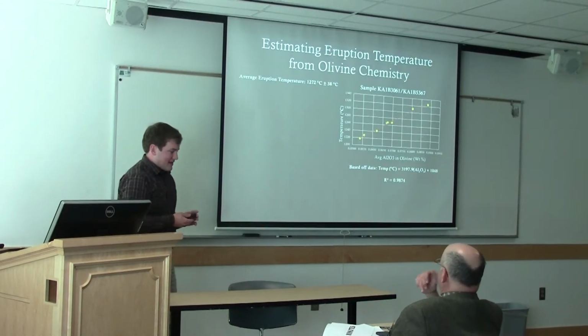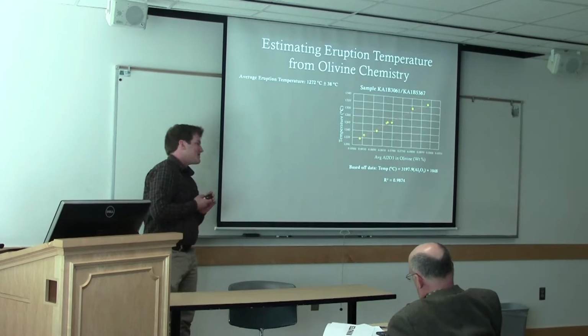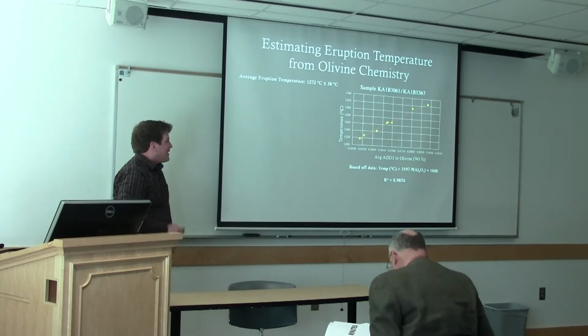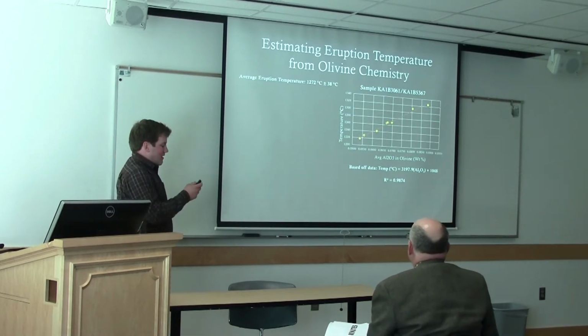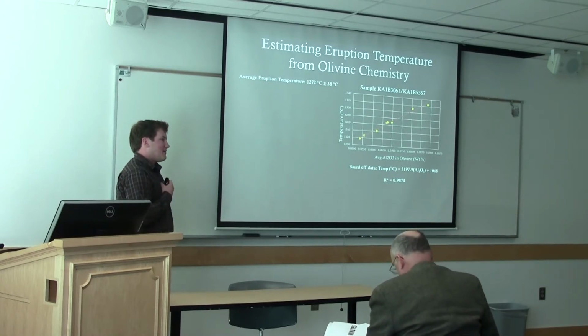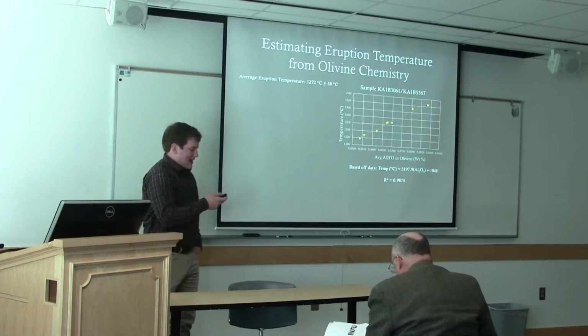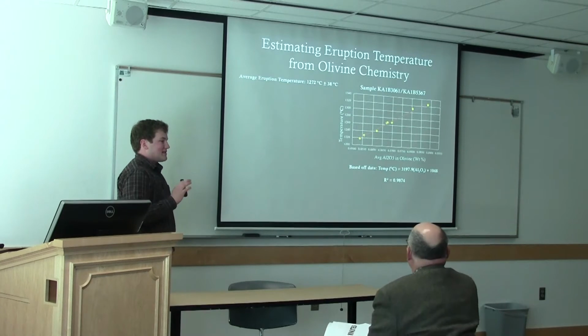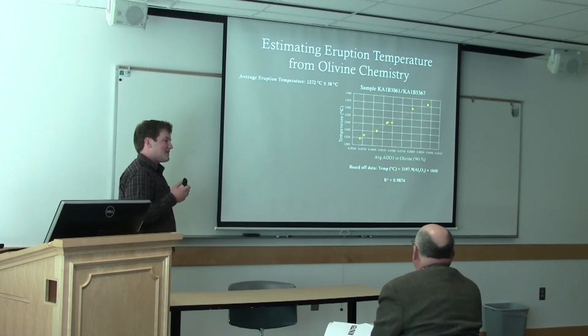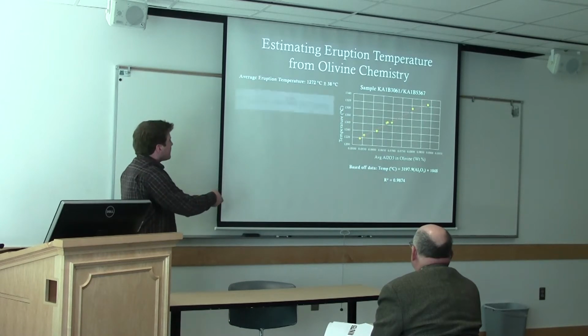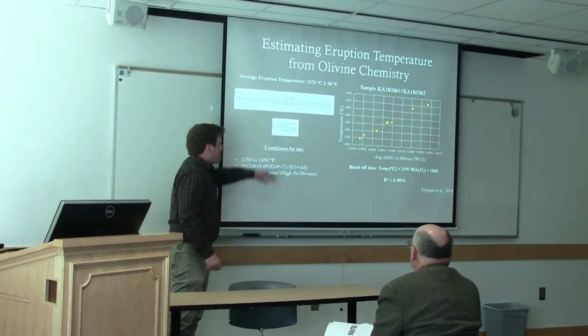And then I mentioned that the chromium spinels are important because they help us determine the eruption temperature. These are some analyses that we did from a paper by Coogan. And what he suggested was measuring the aluminum content in the chromium spinels and in the olivine and comparing it, and plugging it into this formula right here.